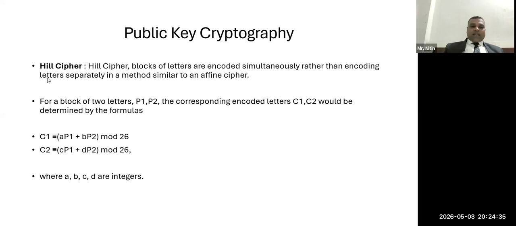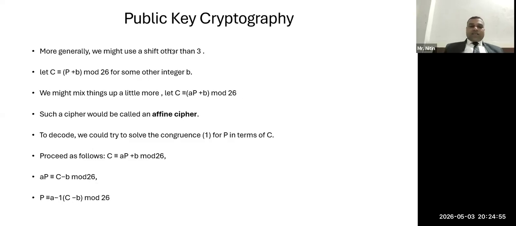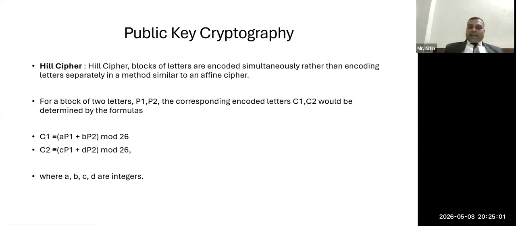Now one more term, that is Hill cipher. One more term, that is Hill cipher. So Hill cipher: blocks of letters are encoded simultaneously rather than encoding letters separately, in a method similar to an affine cipher. Okay, guys, just concentrate here. Here we replace letter by letter, right? In the affine cipher. Then next, that is the Hill cipher.